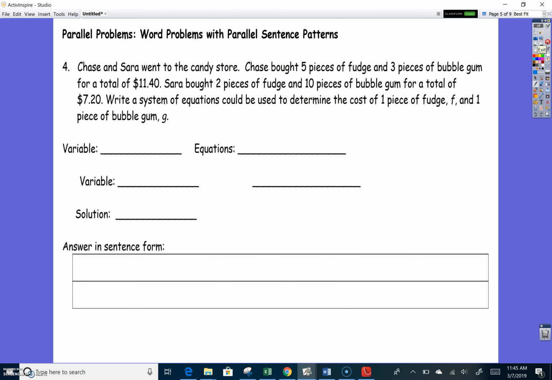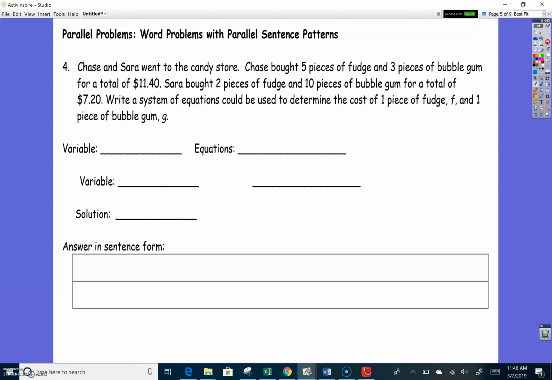All right, that's the first kind of problem. The second kind of problem is called a parallel problem. It's not parallel because the lines are parallel, but the sentence has parallel structures, meaning you're going to see two sentences that are very, very close to being the same. They just either change the names or the numbers, okay?